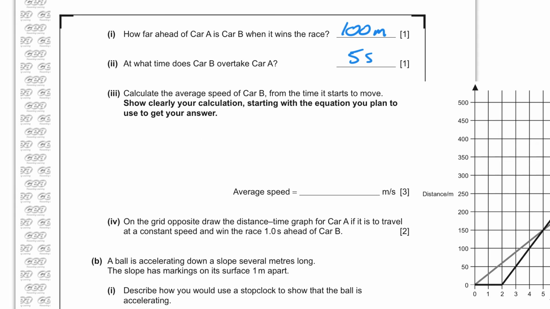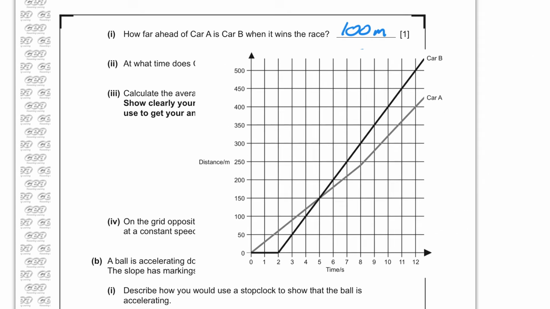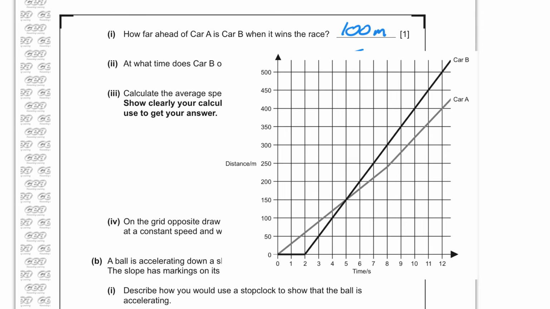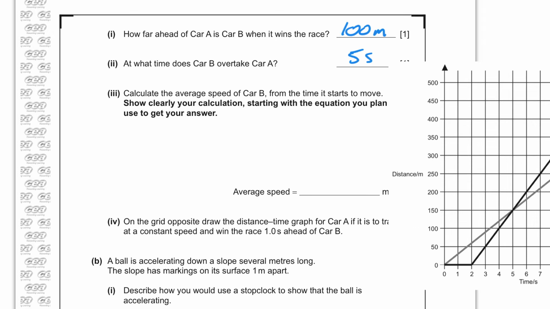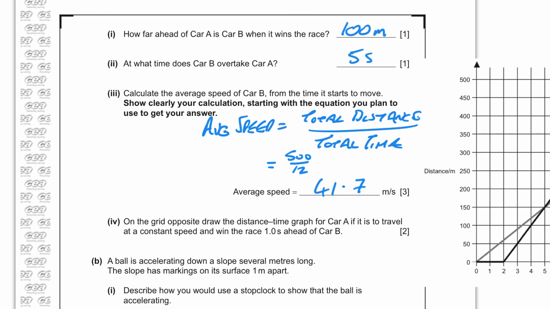Part 3. Calculate the average speed of car B from the time it starts to move. Show clearly your calculations, starting with the equation you plan to use to get your answer. So, average speed here would be total distance over total time. And we've got a total distance of 500 meters for car B and a total time of 12 seconds. So we've got 500 over 12, and that gives us 41.7 meters per second.